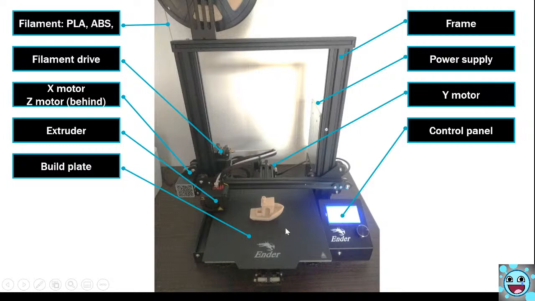So we can look at this here, the parts or the anatomy of a 3D printer. First of all, you have the frame or the skeleton of the printer, and then you have the power supply. And here we see there is a build plate, the location or the place where the object is going to be printed on the first layer. And then you have the motors, the X motor, the Z motor, and the Y motor.